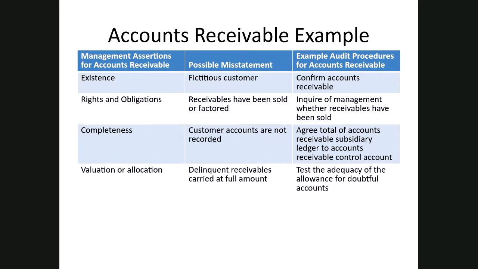For rights and obligations, the risk is that receivables could have been sold or factored. It's pretty rare that companies could sell off their accounts receivable balance to another company.